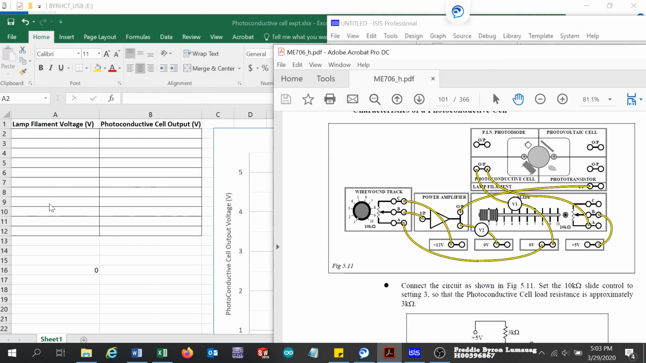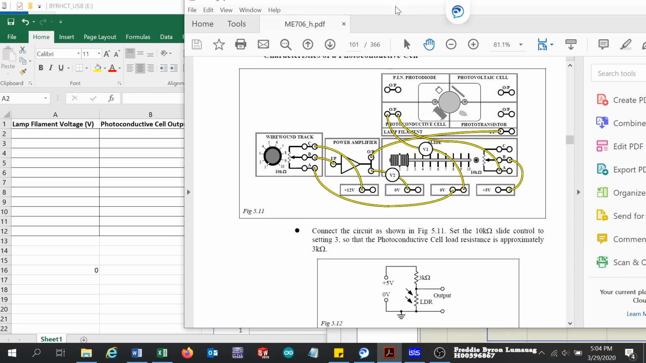Now here, the lamp filament voltage is from 0 to 10 volts. So what will happen if you put a voltage on the phototransistor, and it will be received by the LDR according to the intensity of the light that it gives off? What is the voltage output here? Will it increase or decrease? Now you can check within the circuit connection here.